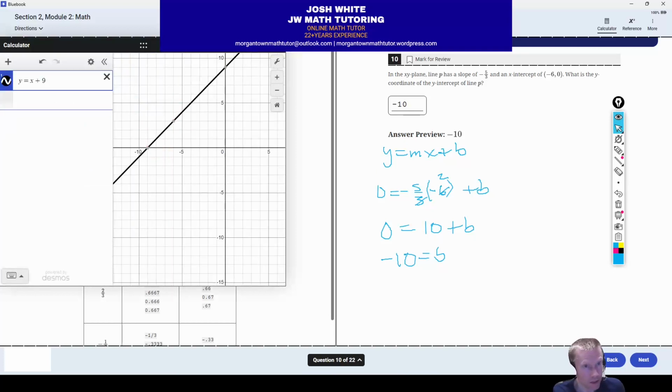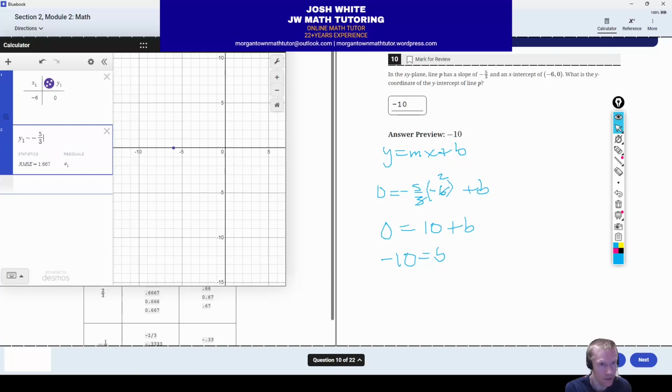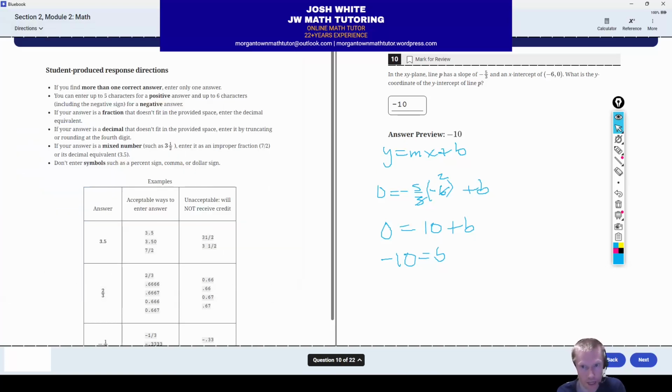It's probably quicker, depending on how long it takes you to enter things on the calculator. So first, create a table, enter your 1 point. Next, linear regression, and you're going to enter your slope in. And then when it solves this, what is b? What is the y-intercept of this line? It's -10. There's your answer. It just confirms that that is correct.